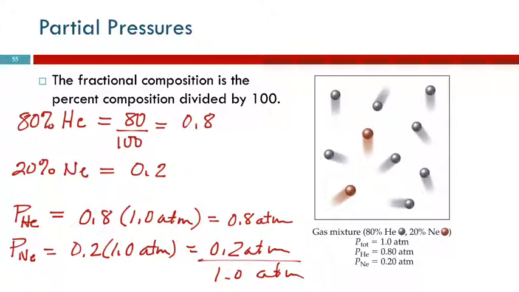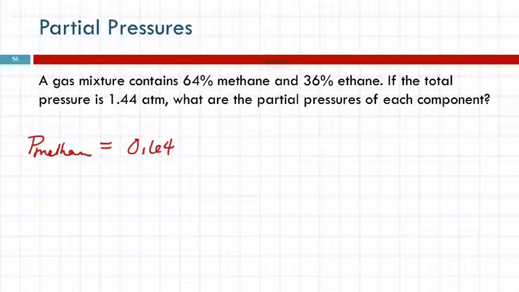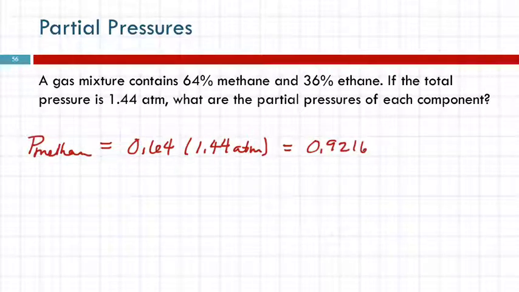Does that make sense? So a gas mixture contains 64% methane and 36% ethane. If the total pressure is 1.44 atmospheres, what are the partial pressures of each component? So the pressure due to methane will equal its fractional composition, the percent divided by 100. So 64% divided by 100, 0.64, no units, times the total pressure, 1.44 atmospheres. 0.64 times 1.44 is 0.9216 atmospheres. And that should have two significant figures.